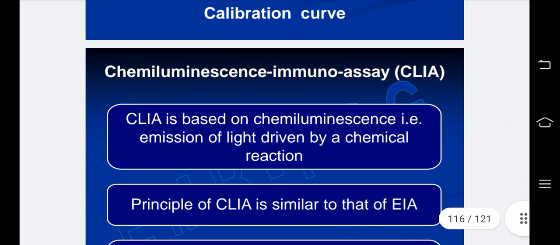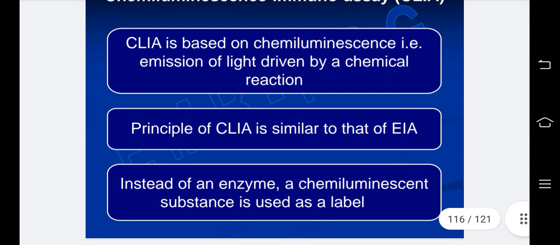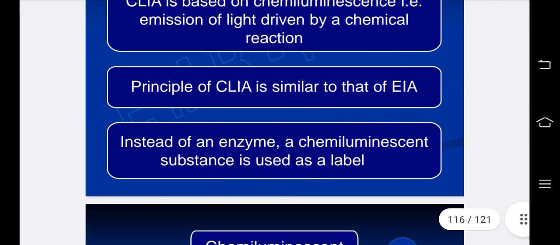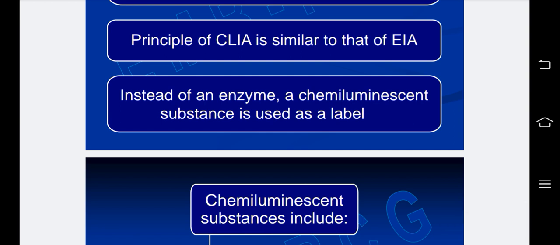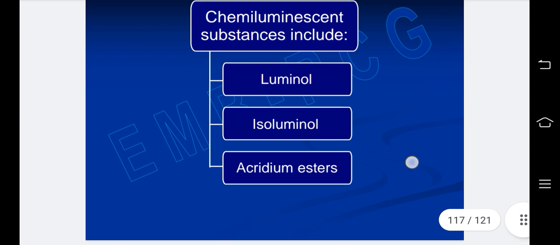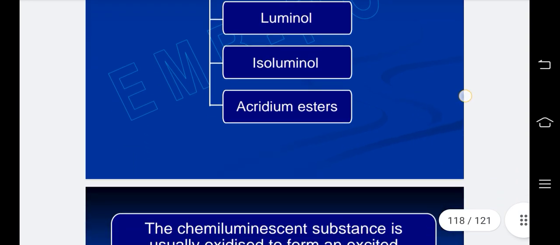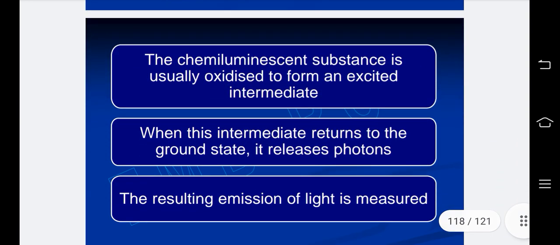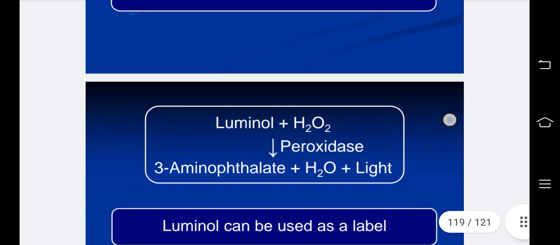Then chemiluminescence immunoassay, CLIA. CLIA is based on chemiluminescence, emission of light driven by a chemical reaction. The principle of this is similar to that of ELISA. Instead of an enzyme, a chemiluminescent substance is used as a label. Chemiluminescent substances include luminol, isoluminol, and acridinium esters. The chemiluminescent substance is usually oxidized to form an excited intermediate. When this intermediate returns to the ground state, it releases photons. The resulting emission of light is measured.